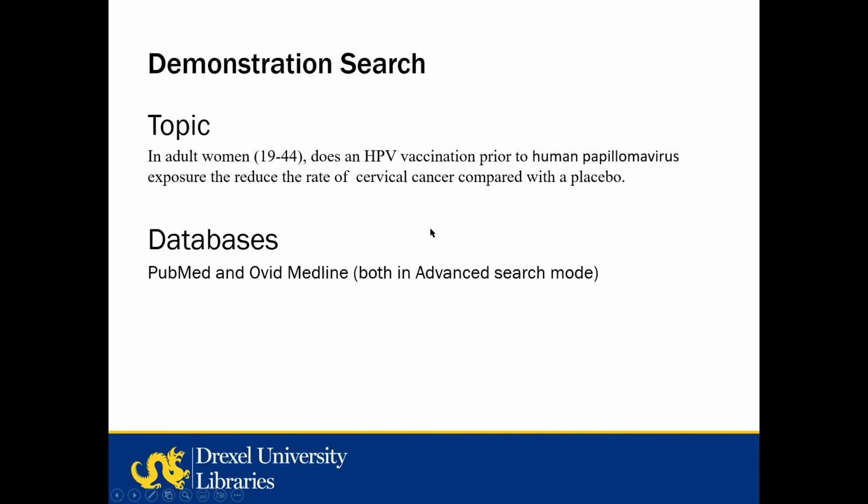I'm going to do a demonstration search. In adult women, does the HPV vaccine prior to human papillomavirus exposure reduce the rate of cervical cancer compared to a placebo? Again, this is not a search on developing a good search strategy. This is just an example of a search that I'm going to do. So I could probably build this search out a little bit more, but I'm going to keep it simple just for the purposes of demonstration. And I'm going to be looking in the advanced version of PubMed and Ovid MEDLINE.